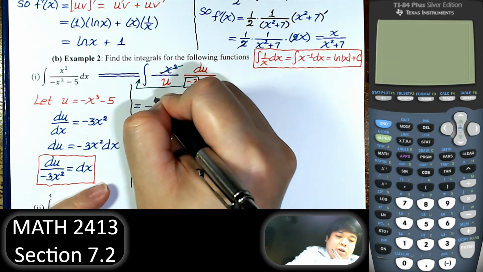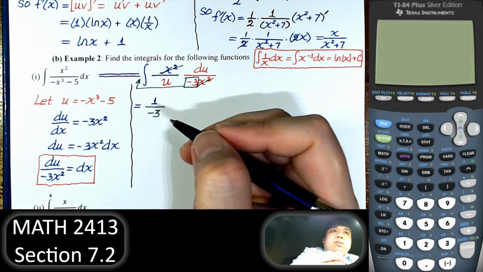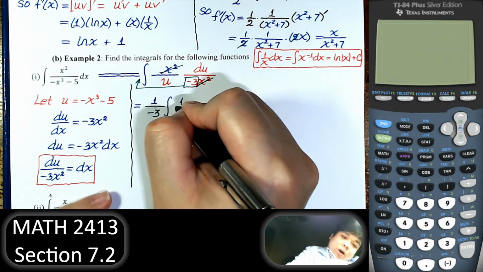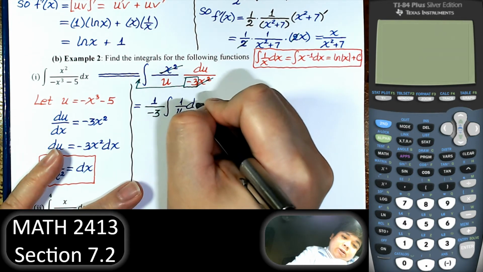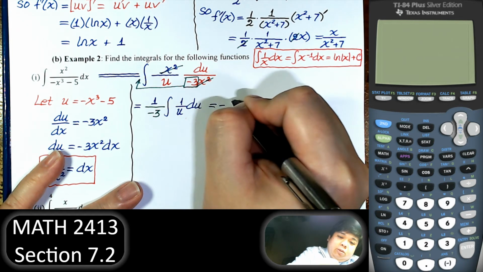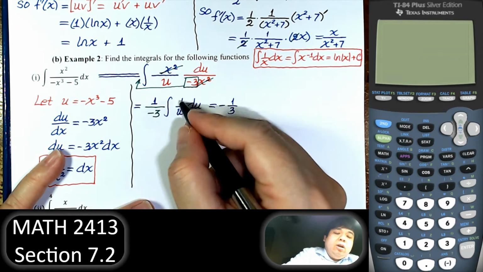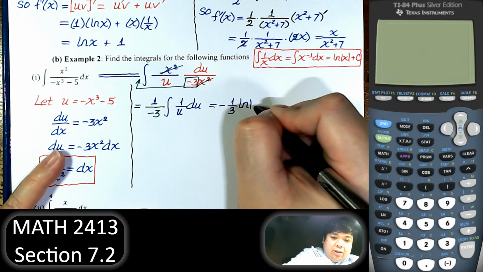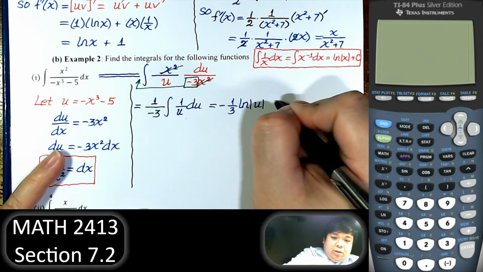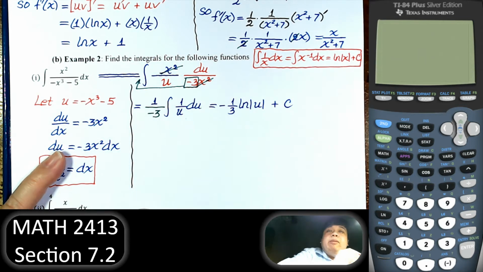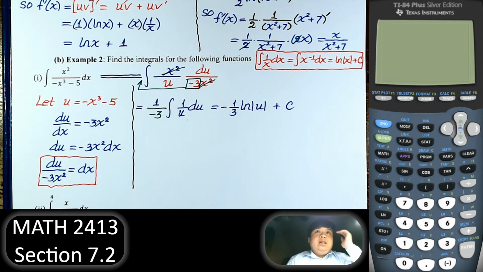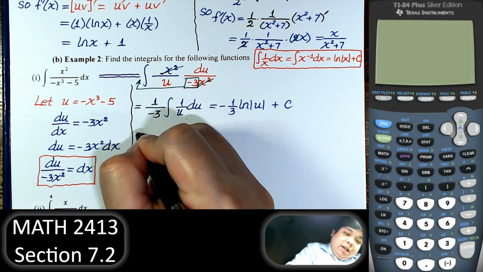And we will have 1 on the top, just to have the fraction. And then we have 1 over u du. So negative 1 over 3 times 1 over u. The integral of that is ln of absolute value of u plus c. Yeah, that's the property of the integral of the reciprocal function. Right, and finally it's easy.